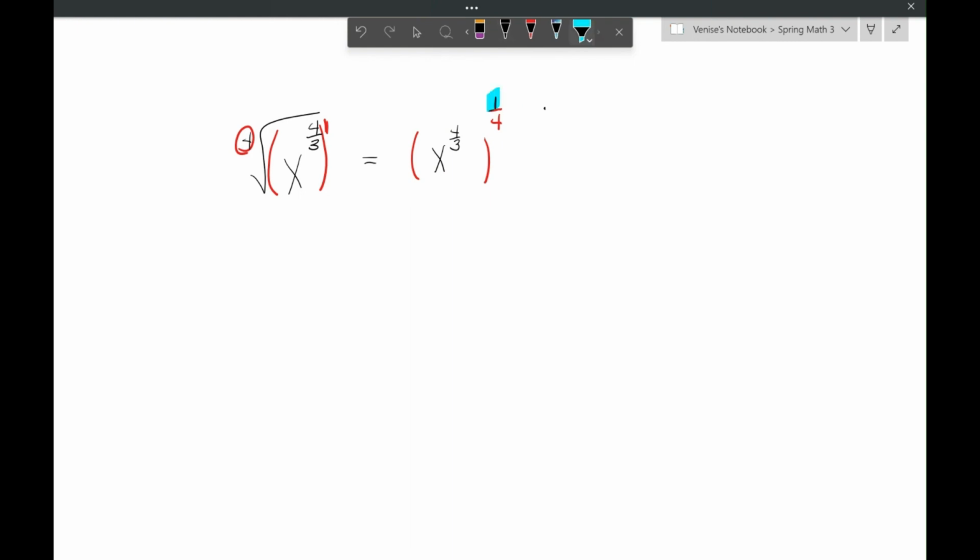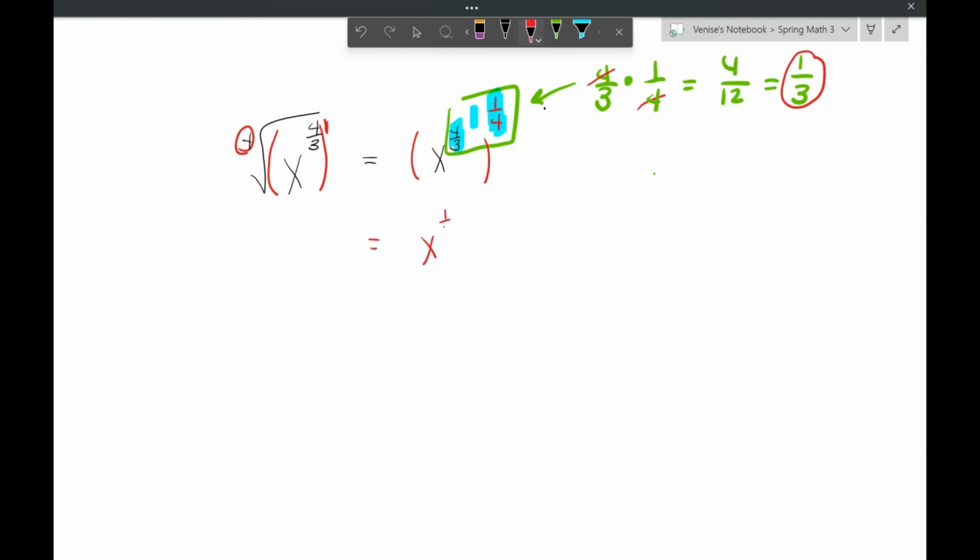Okay. Now we're going to use power of a power, which means we are going to multiply our exponents. So that means I'm going to multiply these two. So 4 over 3 times 1/4, which is equal to 4 over 12. Same thing as 1/3. Okay, what you can do is also cancel these out, and we're left with 1/3. So this equals x to the 1/3.